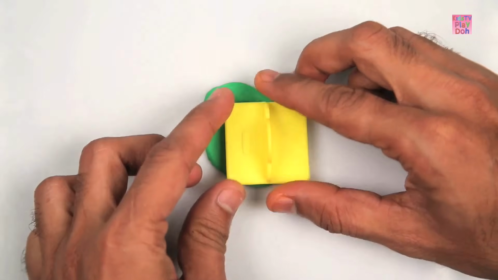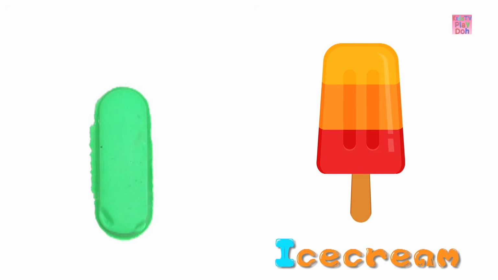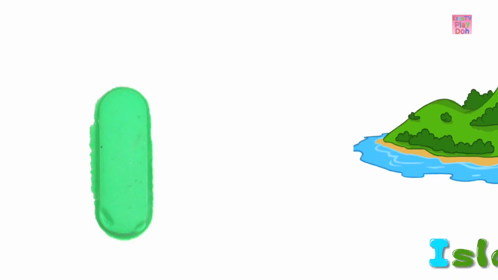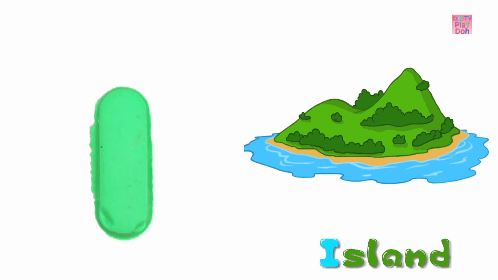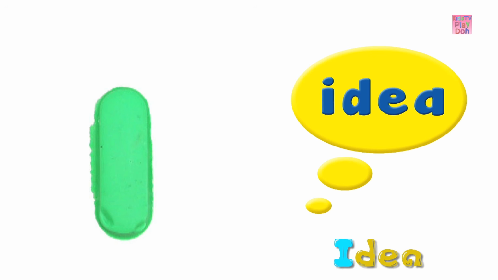Here comes the letter I. I. I is for ice cream. Ice cream. I is for island. Island. I is for iron. Iron. I is for idea. Idea.